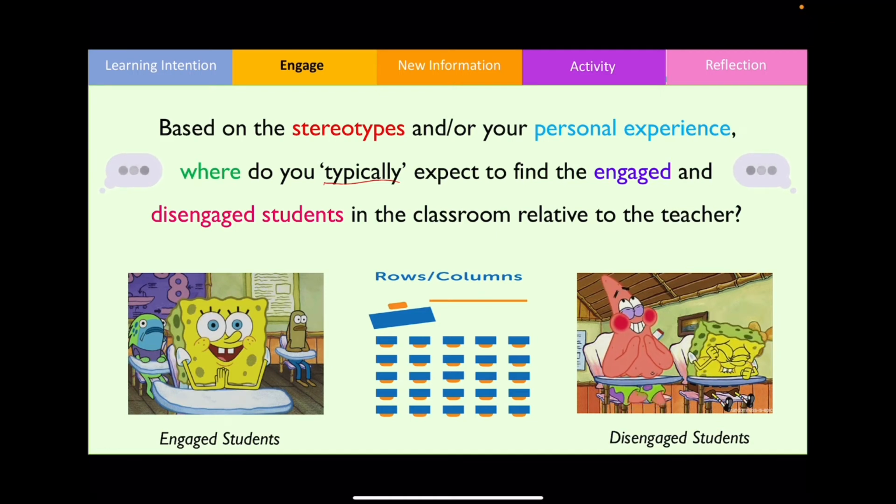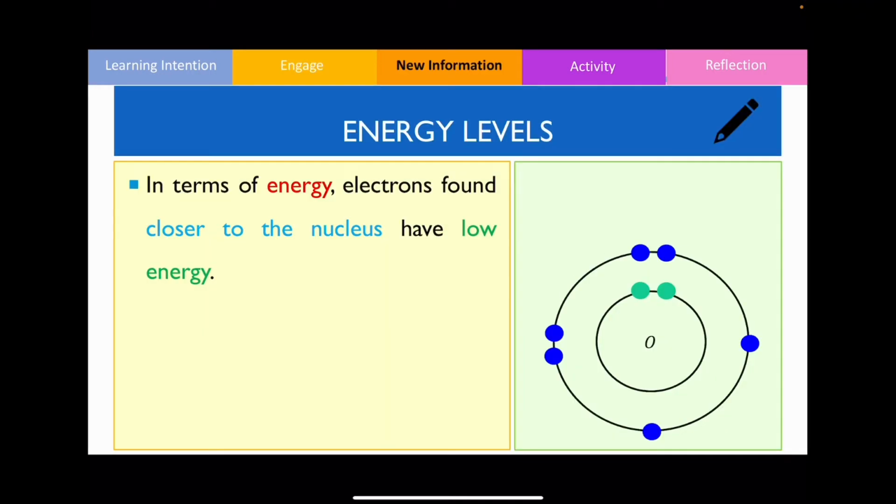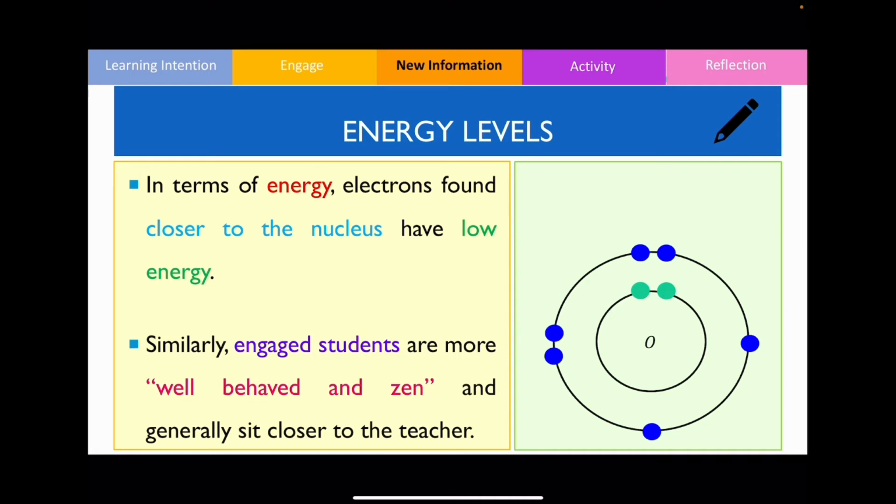In this analogy that I'm using, I'm considering the students to be electrons and the teacher to be the nucleus. Stereotypically, we often find disengaged students sitting at the back of the class, so sitting away from the teacher, whereas the engaged students are closer towards the teacher. So how does this relate to the energies of an atom? Well, in terms of energy, electrons found closer to the nucleus have low energy. Similarly, engaged students are more well-behaved and have lower energy and thus are closer to the teacher, or to the nucleus.